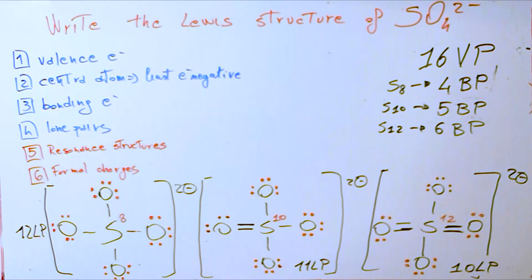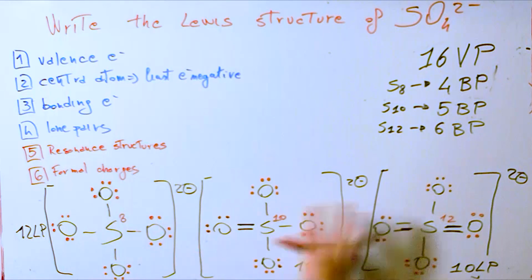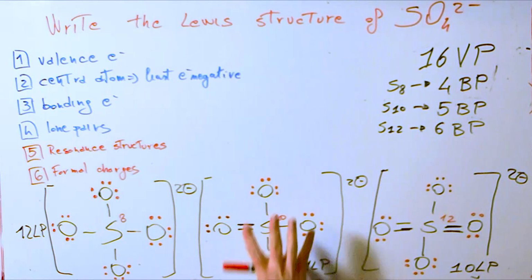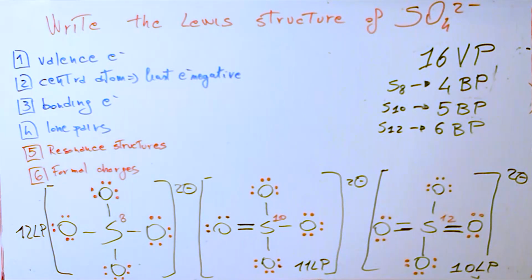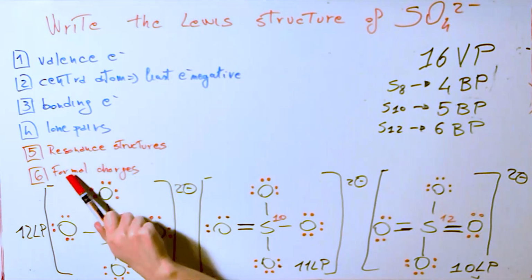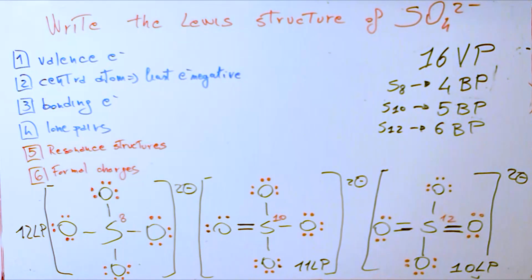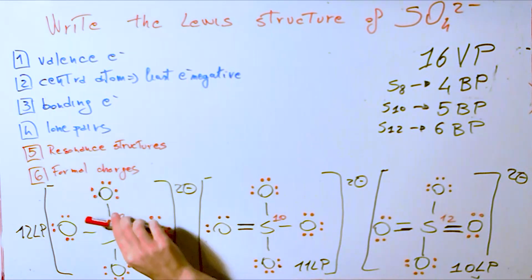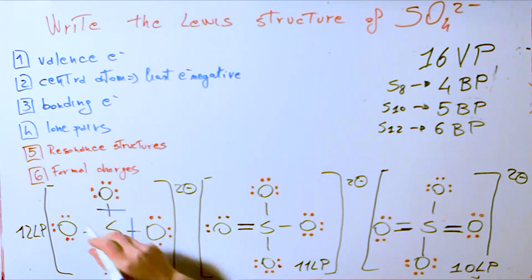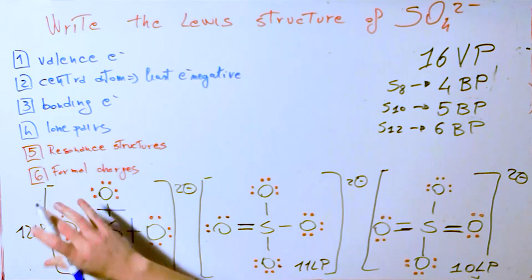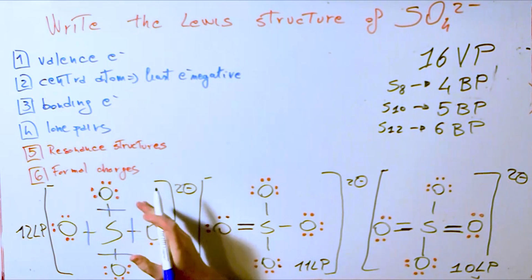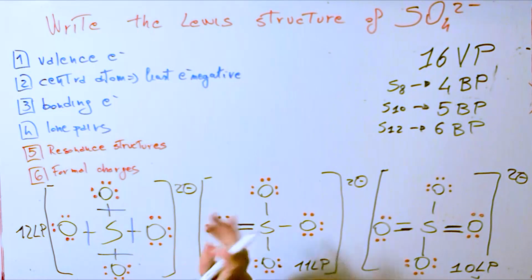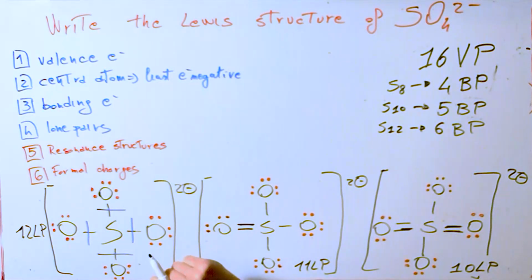Because we need to establish which of these 3, so the sulfur with 8, sulfur with 10, or sulfur with 12 electrons, is more stable. So let's skip this one for now, and let's go directly to the 6th one about formal charges. We need to calculate formal charge for all of them. So I'm using this visual method, as we have already said, to calculate the formal charges. If you don't like it, use the formula. I gave it to you during my theory video.